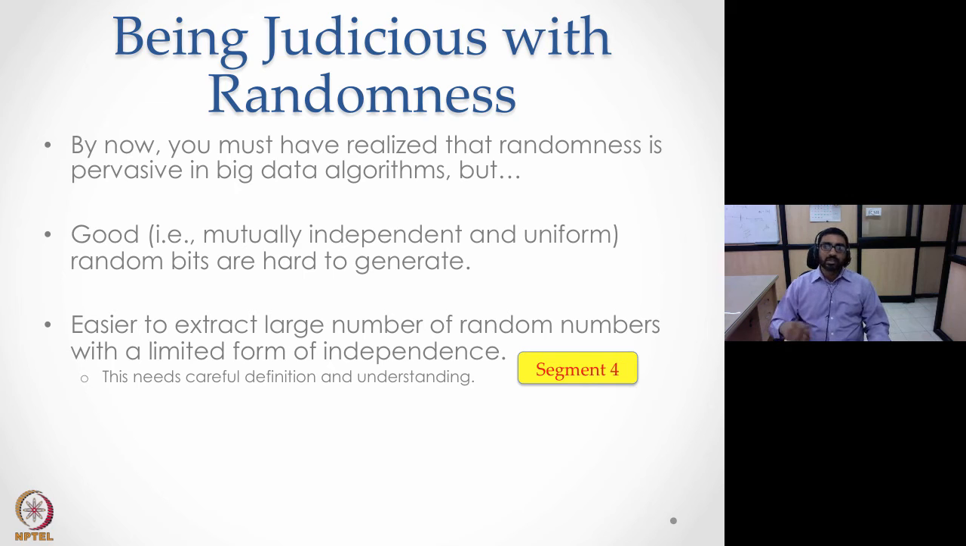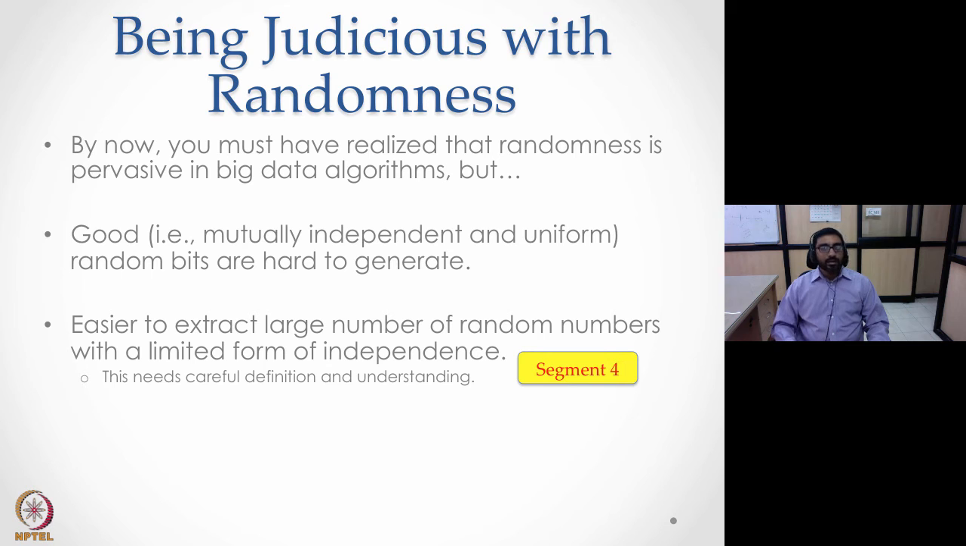But as it turns out, it's easy to extract a large number of random numbers with a limited form of independence. We've already seen the definition of mutual independence. In segment 4 we will see a more limited form of independence. We will define what is called pairwise independence, or more generally k-wise independence, and then we'll try to understand what we mean and what the implications of that definition are. And as it turns out, it's easier to generate such random bits that have this limited independence.